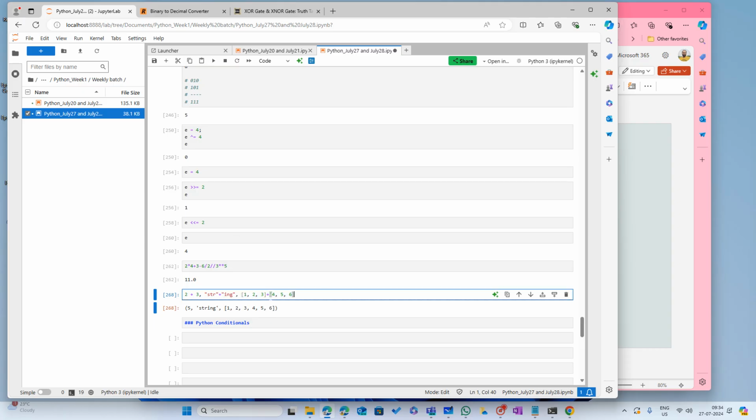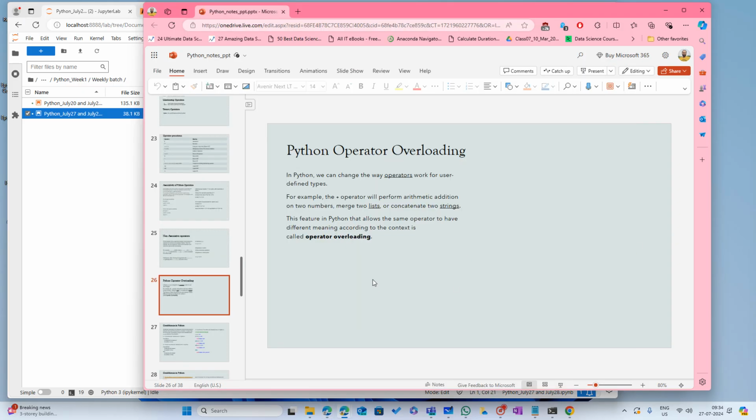So one single operator is being used. Here it is adding numbers and giving you the sum. Here it is joining. Here it is combining the lists. So one operator is being used in different ways. That process is called operator overloading. Just remember what operator overloading is. That's enough for you. There is nothing more to it. We already have seen this. That concludes our operators.